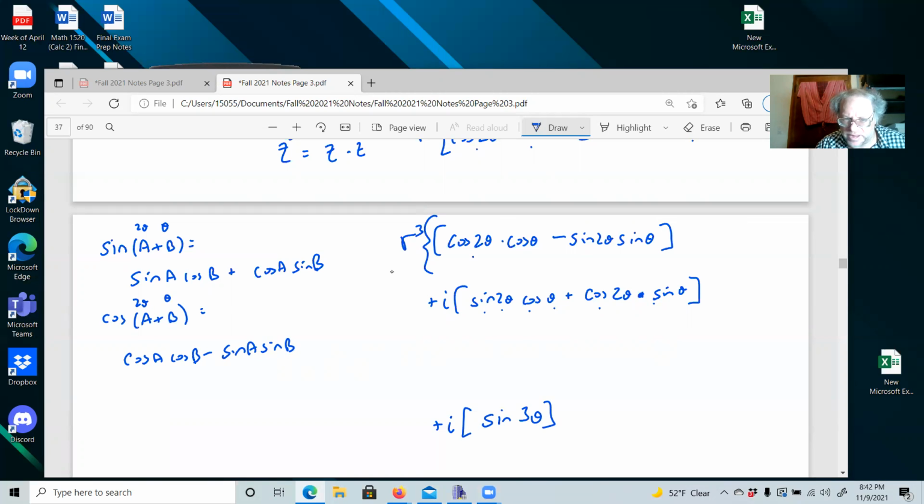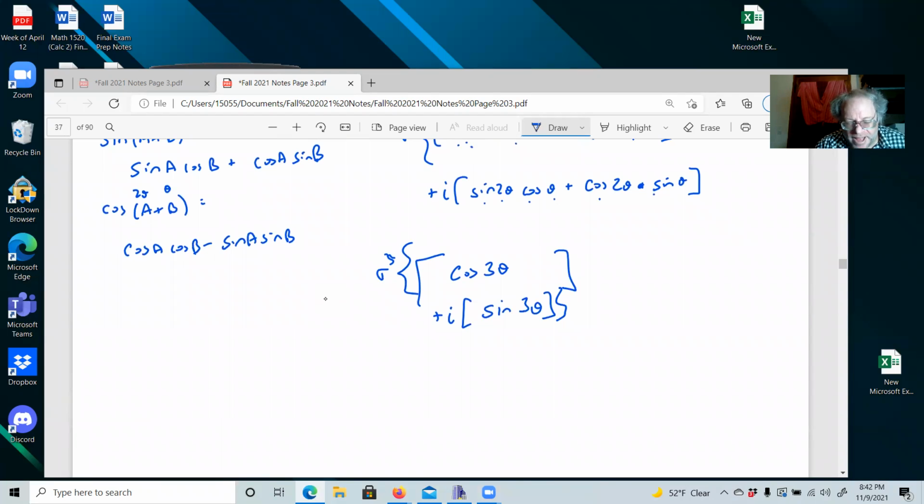we have cosine 2 theta cosine theta, cosine a cosine b, minus sine a sine b. So this is cosine of 3 theta plus i sine of 3 theta. And then we have our cubed out in front.